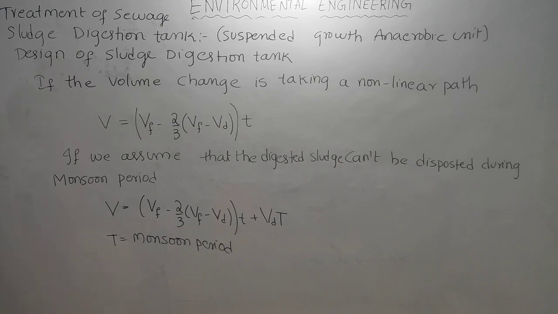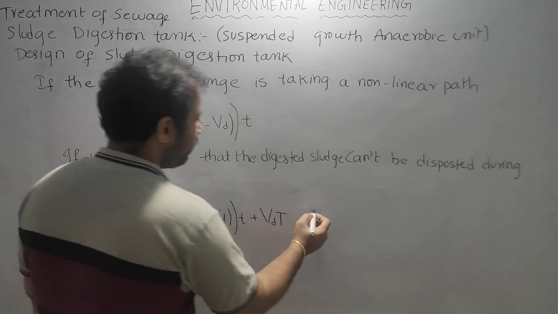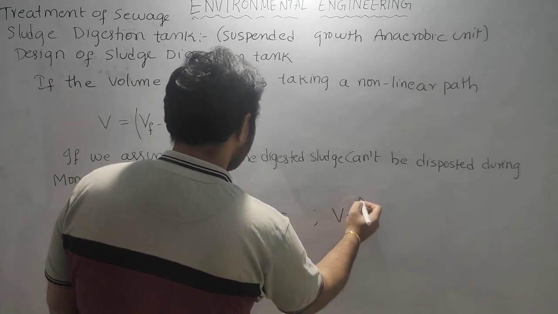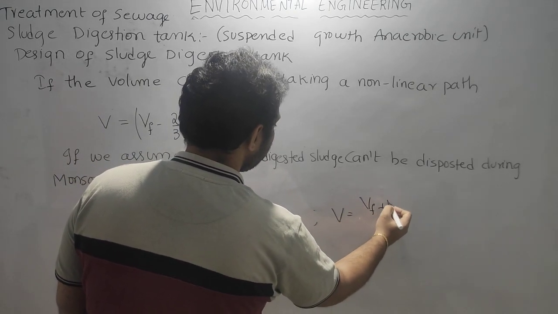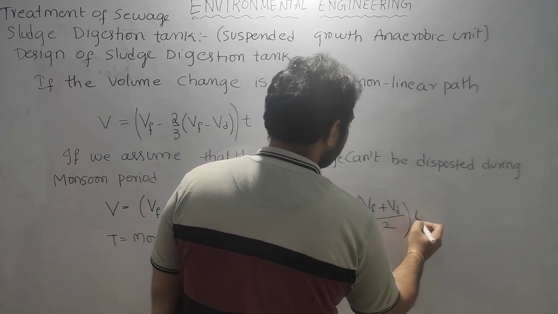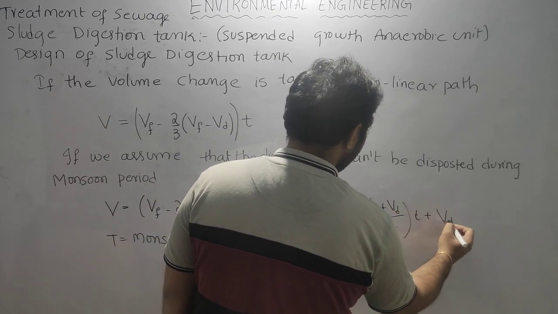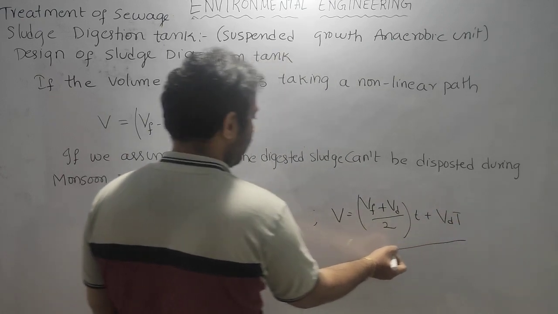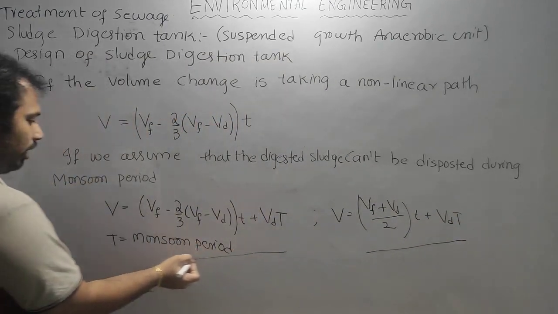Similarly, the same case in the linear variation also. If it is linear, then it will become (Vf plus Vd)/2 into T plus Vd into capital T. This is for linear variation, and the previous one is for parabolic variation. Okay.